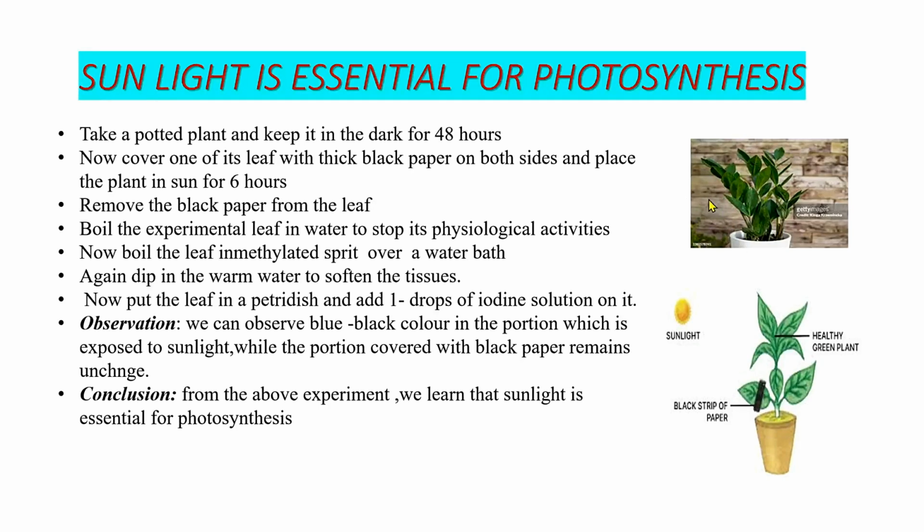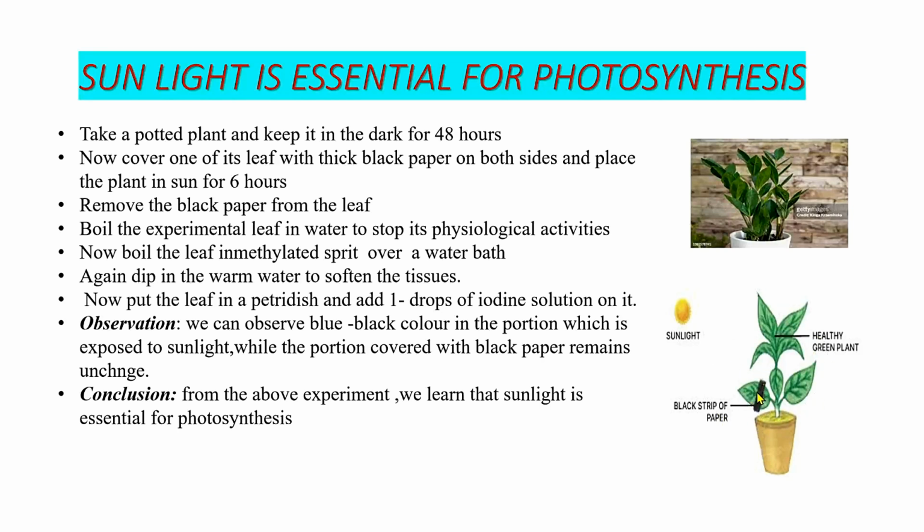And now what we have to do to prove that light is essential for photosynthesis. For that, as usual, we have to take this potted plant and keep it in the dark for 2 to 3 hours to destarch the leaf. Next, we have to take one black paper, as we have observed here, and cover some part of the leaf with this black paper. Then, after doing this setup, we have to keep it in the sun so that this potted plant is able to prepare its food.